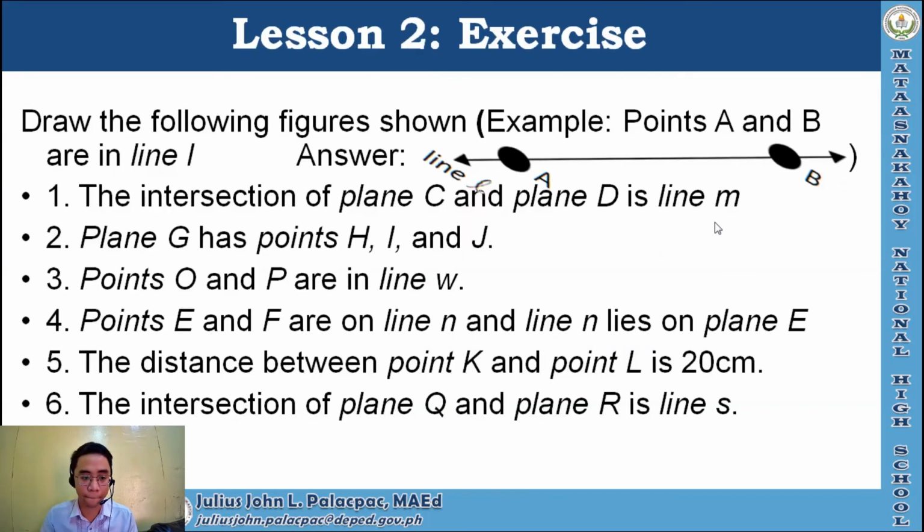Diba? The distance between point K and point L is 20 cm. So, gagamit kayo ng ruler. Diba? Kukunin nyo yung distance ng point K tsaka point L. So, may distance na 20 cm. The intersection of plane Q and plane R is line S. So, kapares lang siya ng number 3. Points O and P are in line W.